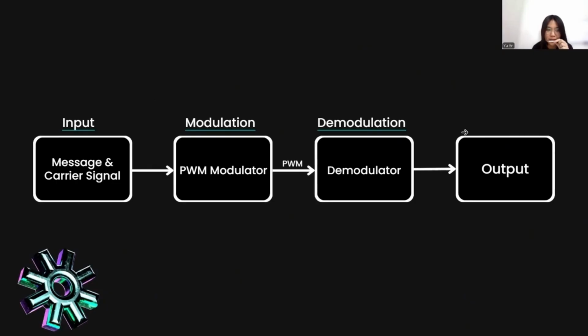Modulation, also known as PWM generation, is the process of converting a message signal into a PWM waveform. Demodulation is the reverse process where the original message signal is recovered from the PWM waveform. We study three demodulation methods, which are low-pass filtering, sample and hold conversion, and the integrator or ramp method.